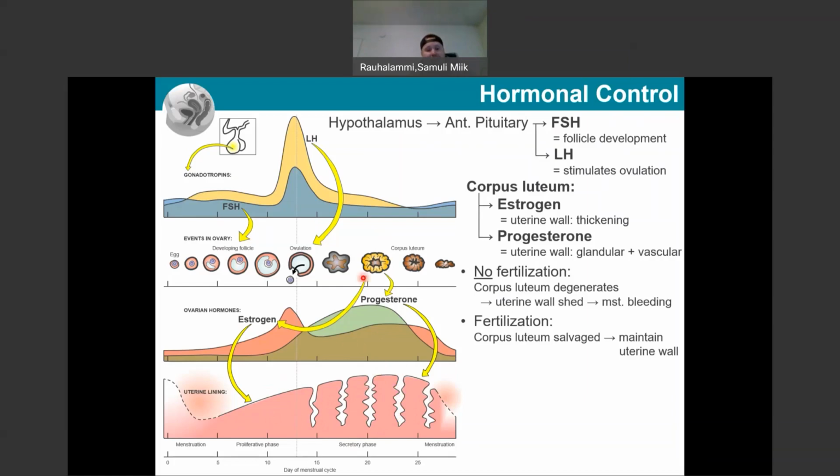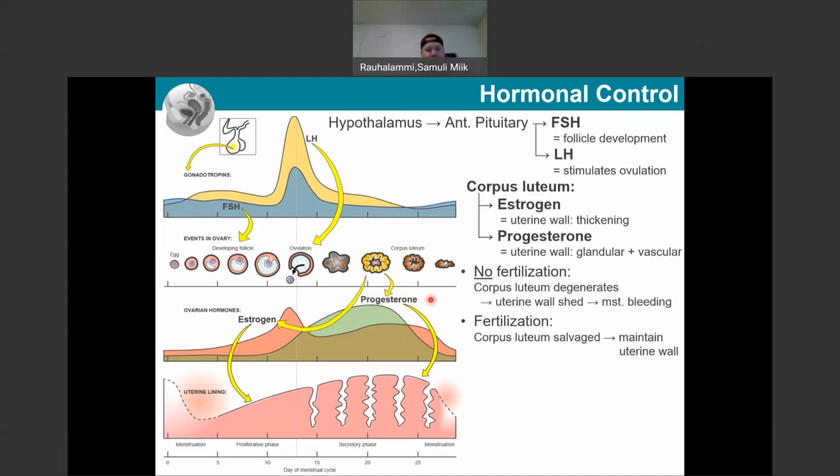Well, if a pregnancy takes place, the corpus luteum gets salvaged, so it just remains there and keeps secreting estrogen and progesterone, maintaining the uterine wall lining that then is this way able to support the fertilized egg cell and the pregnancy. And this keeps going on for several months until the role of producing estrogen and progesterone is then moved on to the placenta.